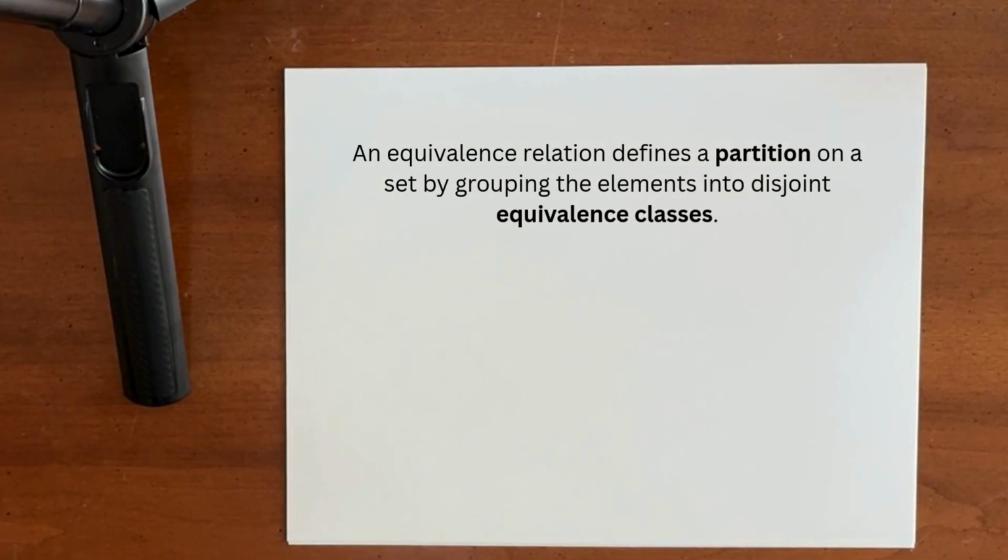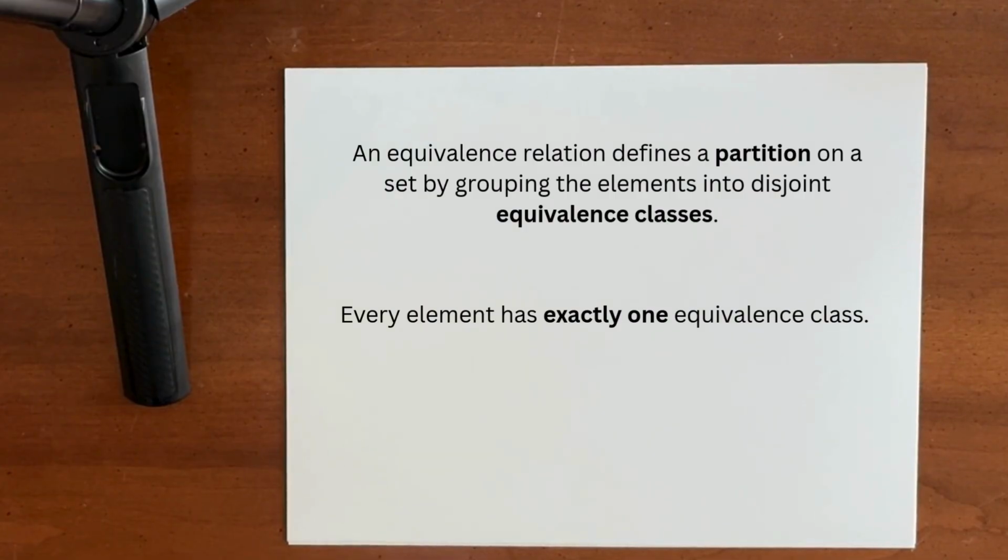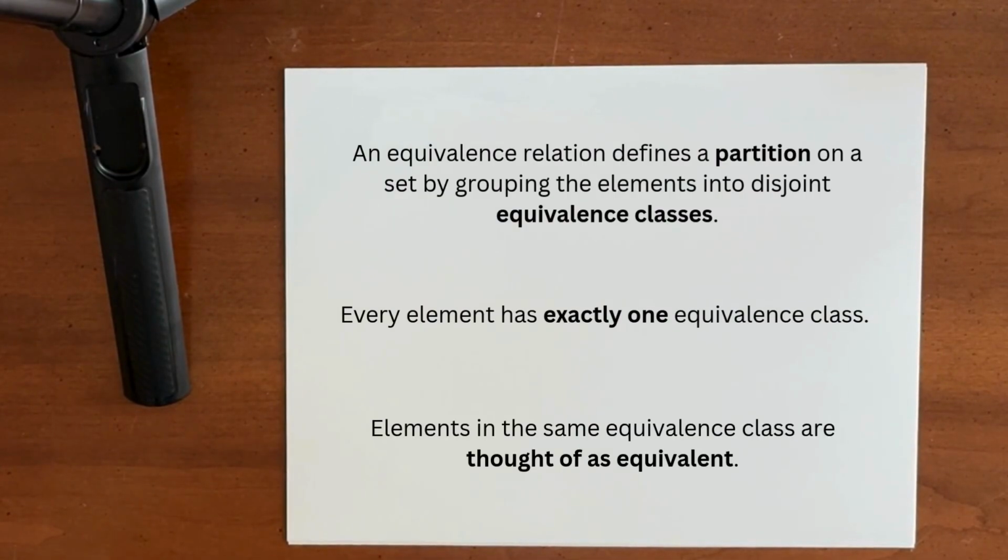And what I mean by a partition here is that each of these piles is a disjoint pile, and I'm going to call it an equivalence class. And every element has exactly one equivalence class. So there are no classes with nothing and no classes that overlap. And elements in the same class are equivalent.